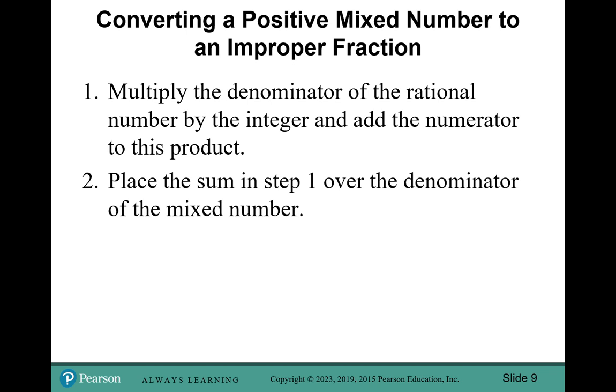Let's look at converting a positive mixed number into an improper fraction. In order to convert a positive mixed number into an improper fraction, we need to multiply the denominator of the rational number by the integer and add the numerator to this product. Place the sum in step 1 over the denominator of the mixed number.